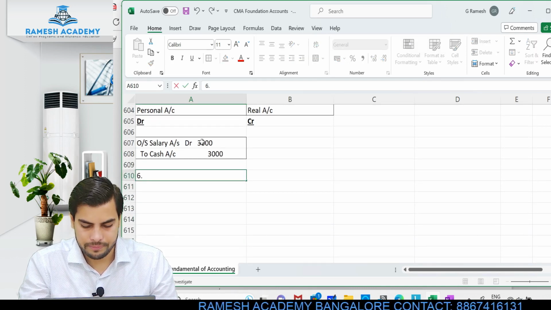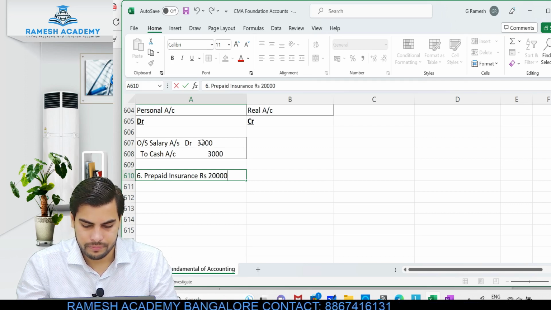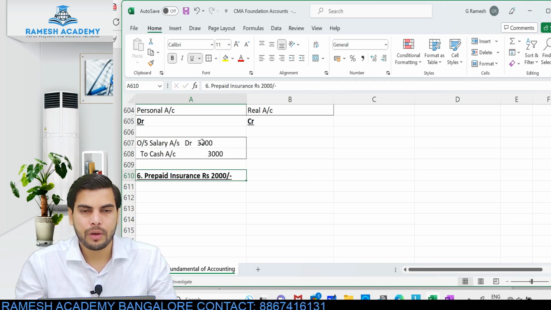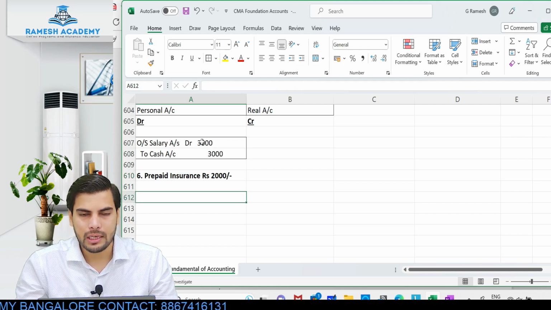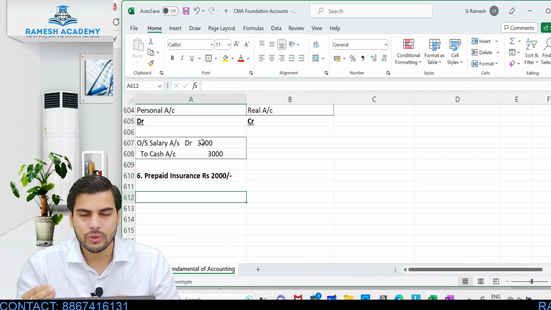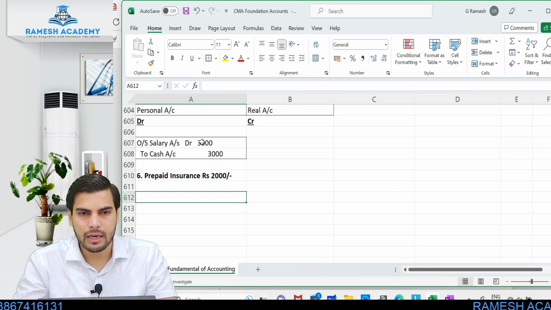Let's say prepaid insurance, rupees 2000. I'm paying the insurance premium in advance. Okay, so prepaid insurance to the extent of 2000. So what will be the account which is getting affected? Tell me whether cash is involved in this transaction or not. Insurance premium relating to next year is being paid in the current year itself.